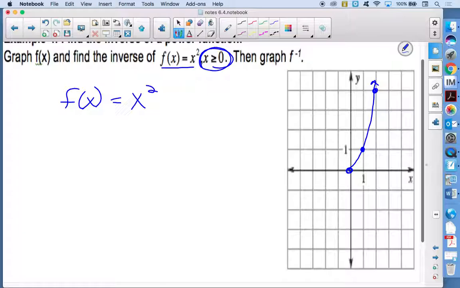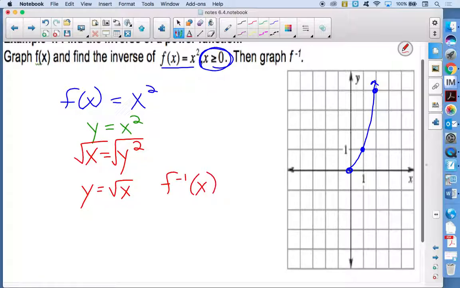The second step says find the inverse. So we've graphed it, the half of it. Now we want to find the inverse. So if we get the inverse, we switch x and y. How do you get y by itself when it's squared? Square root it, yeah. So if it was cubed, we would cube root it. So now y is by itself and it's equal to the square root of x. So our inverse of x squared is the square root of x.